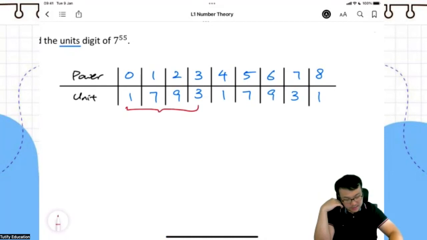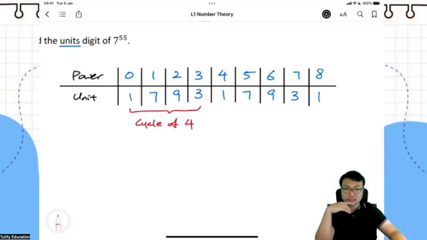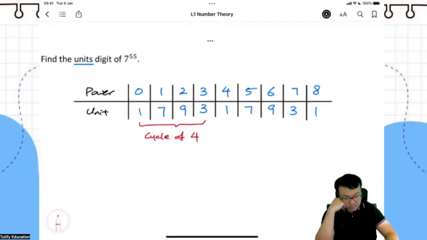Okay, let's say that this is a cycle of 4 numbers. So when we have the power 0, 1, 2, 3, it keeps on repeating. It is one complete cycle. 4, 5, 6, 7, it is another complete cycle. They want us to find the power of 55.